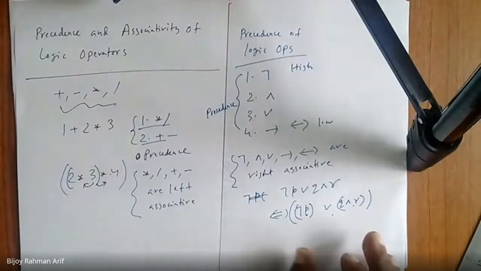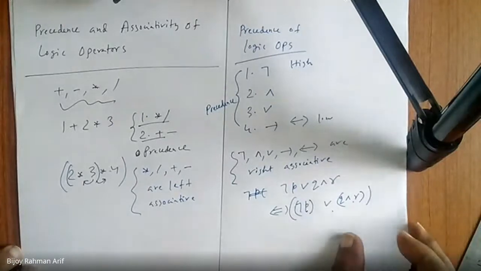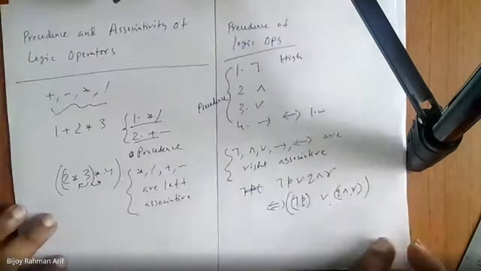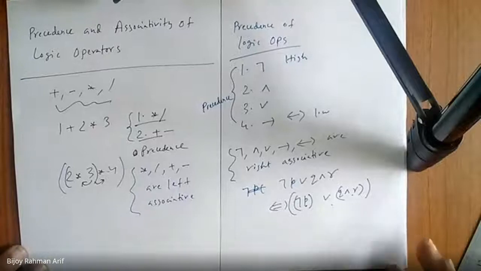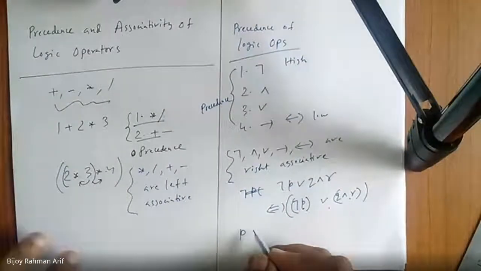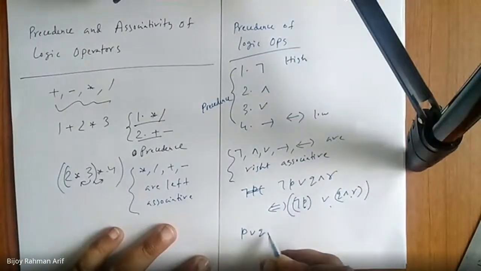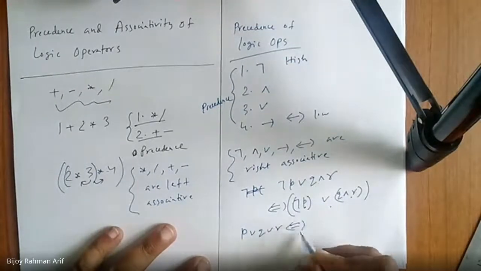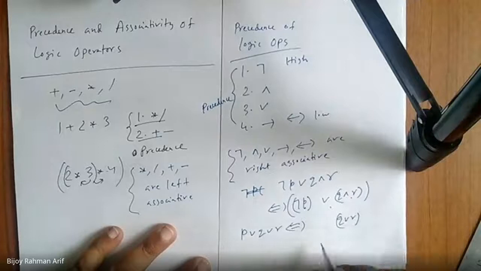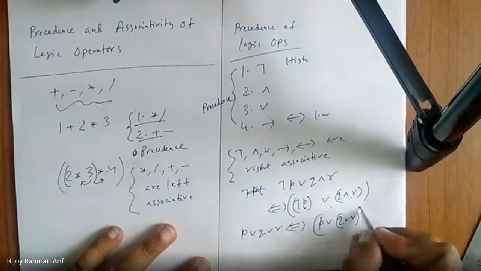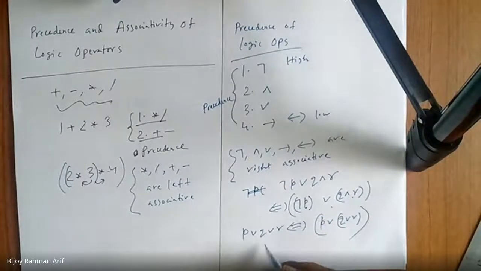Let me give one more example, the last one. If I write P implies Q implies R, which one am I going to do first? This one I'm going to do first, then this one, because it is right associative. Okay, guys?